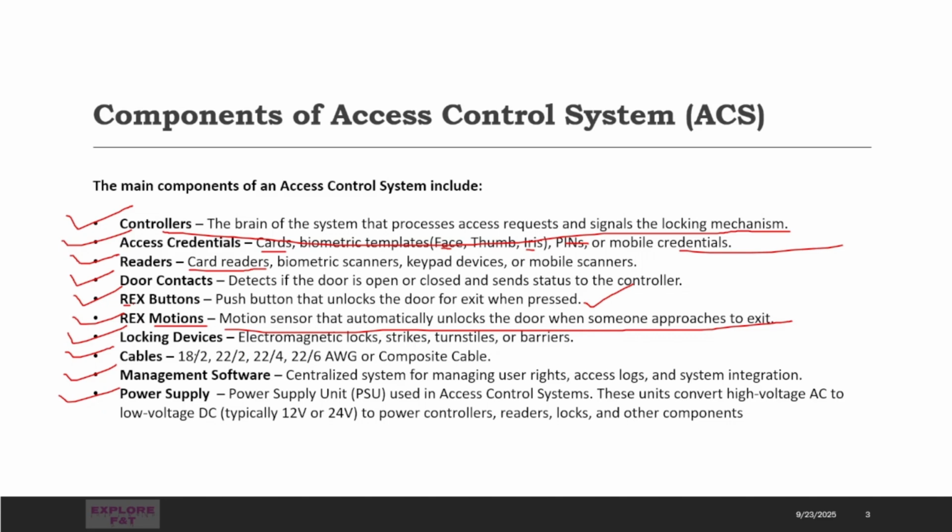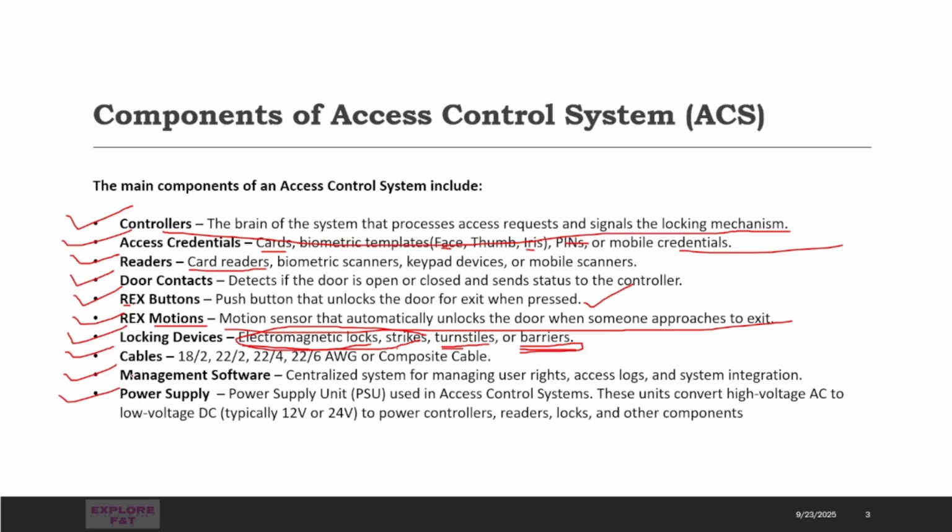Locking devices are basically electromagnetic locks, strikes, turnstiles and barriers. These are installed within the frame of the door. This is a turnstile. If you have visited any metro station, you use a card or token to go inside to take the metro. And this is a barrier, which is designed for vehicles only.